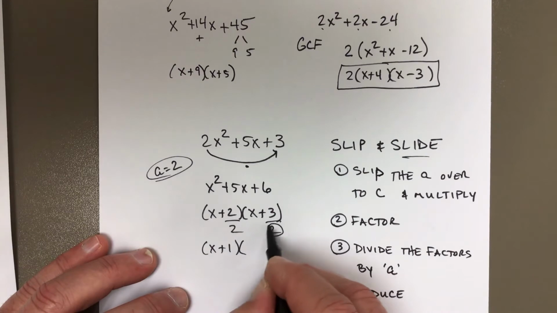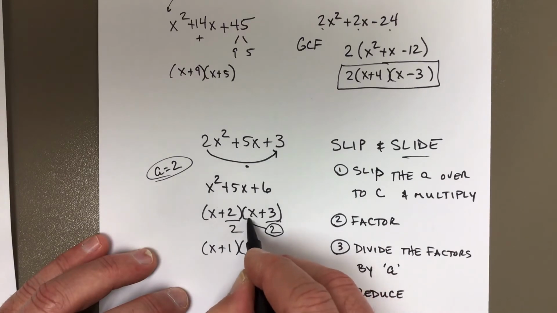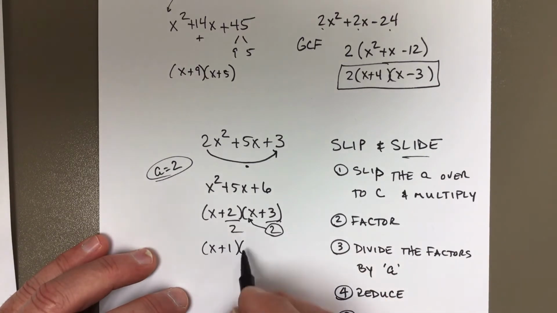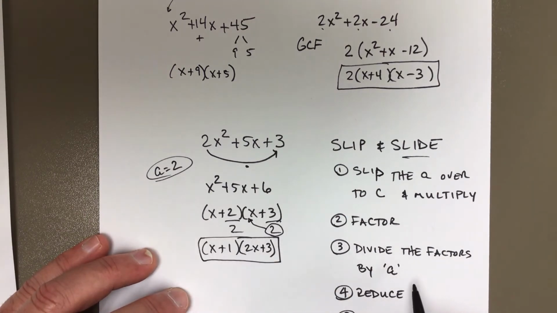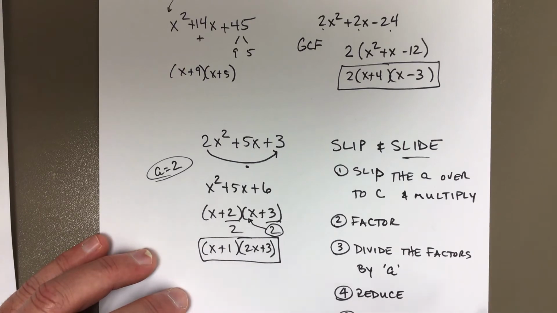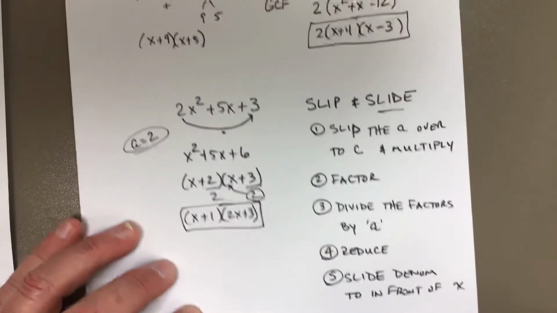Just take this 2, since you can't reduce this, and move it to right there in front of there. So now this becomes 2x plus 3. So now these are my factors: x plus 1 and 2x plus 3. Okay, so these are the steps here.